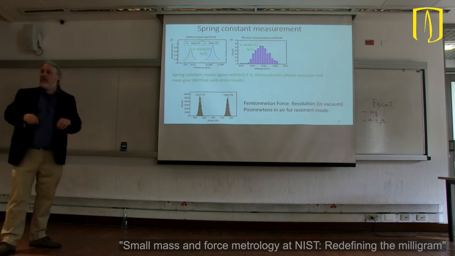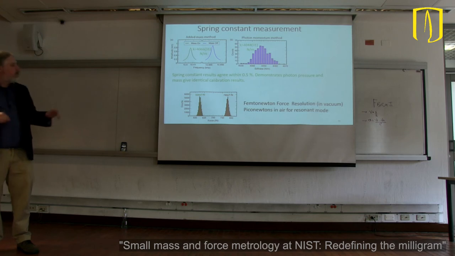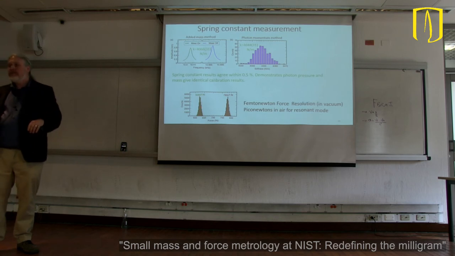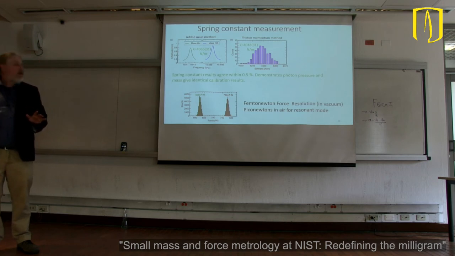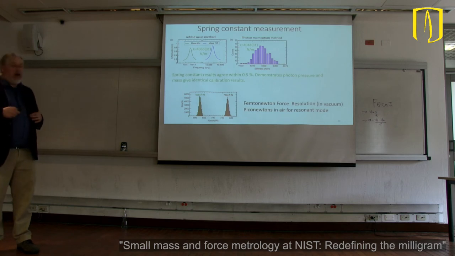We decided to be conservative with this because we're NIST. We don't want to claim uncertainties that are unwarranted. So we say, okay, our uncertainty in our force is twice our standard deviation. That's about 14 femtonewtons for our precision. So we can get femtonewton force measurements from these sensors.